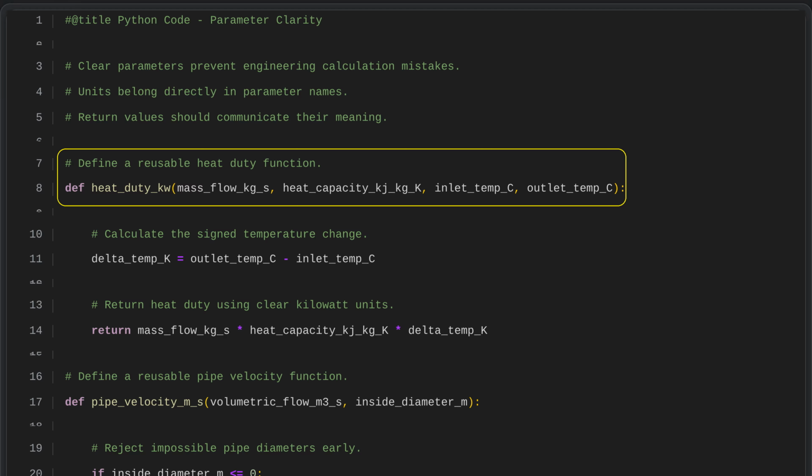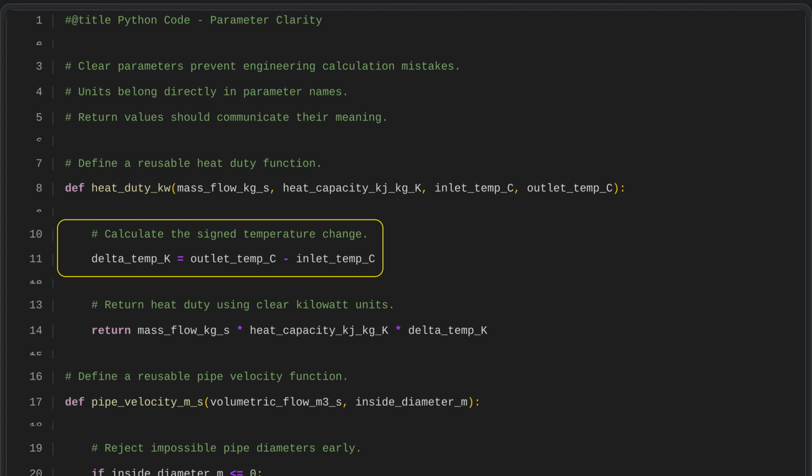The heat duty in kilowatts function calculates the rate of heat transfer using mass flow, heat capacity, inlet temperature, and outlet temperature. These inputs include clear units, which helps make the engineering calculation easier to understand and reduces the chance of mistakes. The temperature change is found by subtracting the inlet temperature from the outlet temperature. This signed difference, measured in Kelvin, is used to determine the heat duty.